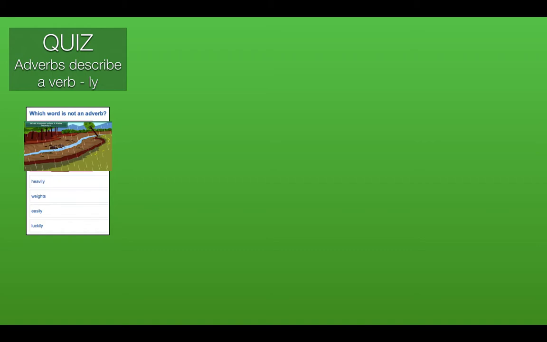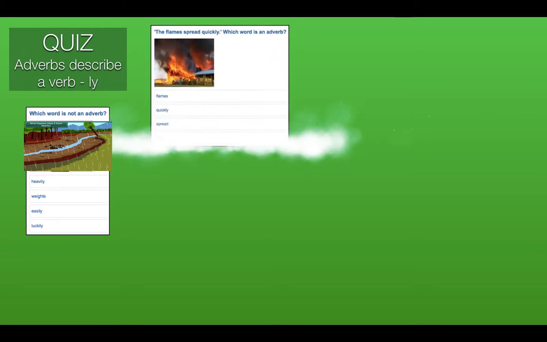Now adverbs. Adverbs describe a verb. So we can say the girl jumped slowly, or the girl whispered quietly. You'll find lots of adverbs end in ly, but not all adverbs end in ly, but many do. So we've got number 1, which word is not an adverb? Number 1, heavily. Number 2, waits. Number 3, easily. Or number 4, luckily.